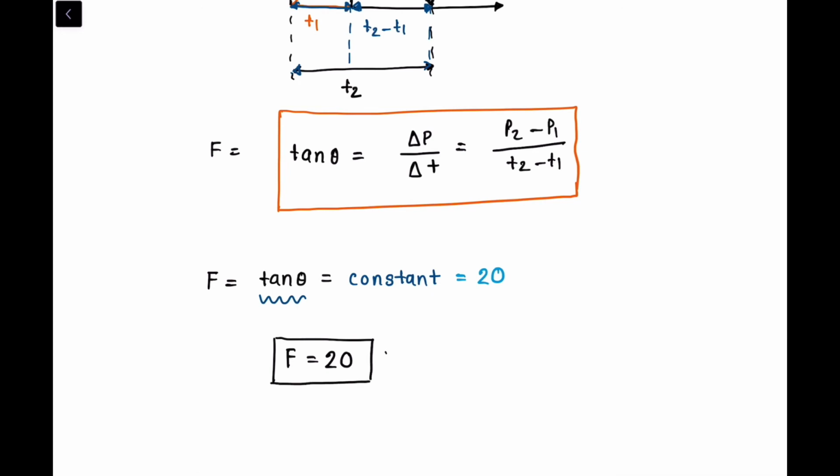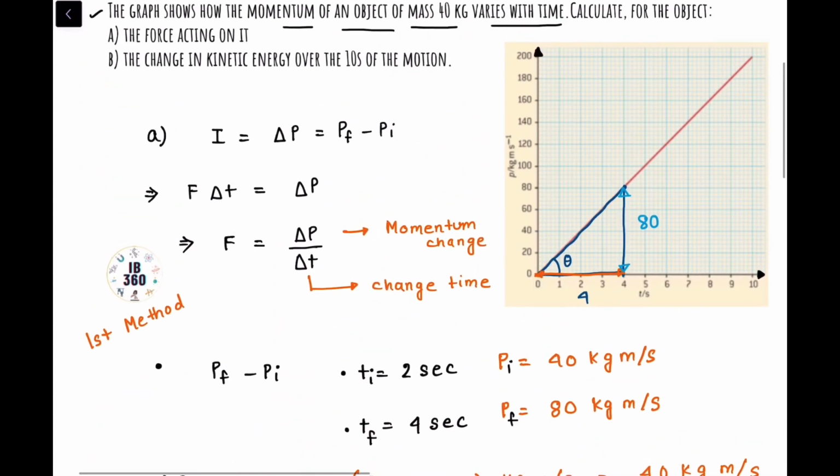The force will be 20 Newton, okay, and the force will be a constant force. Why will it be a constant force? Because the slope of the graph is not changing, right?